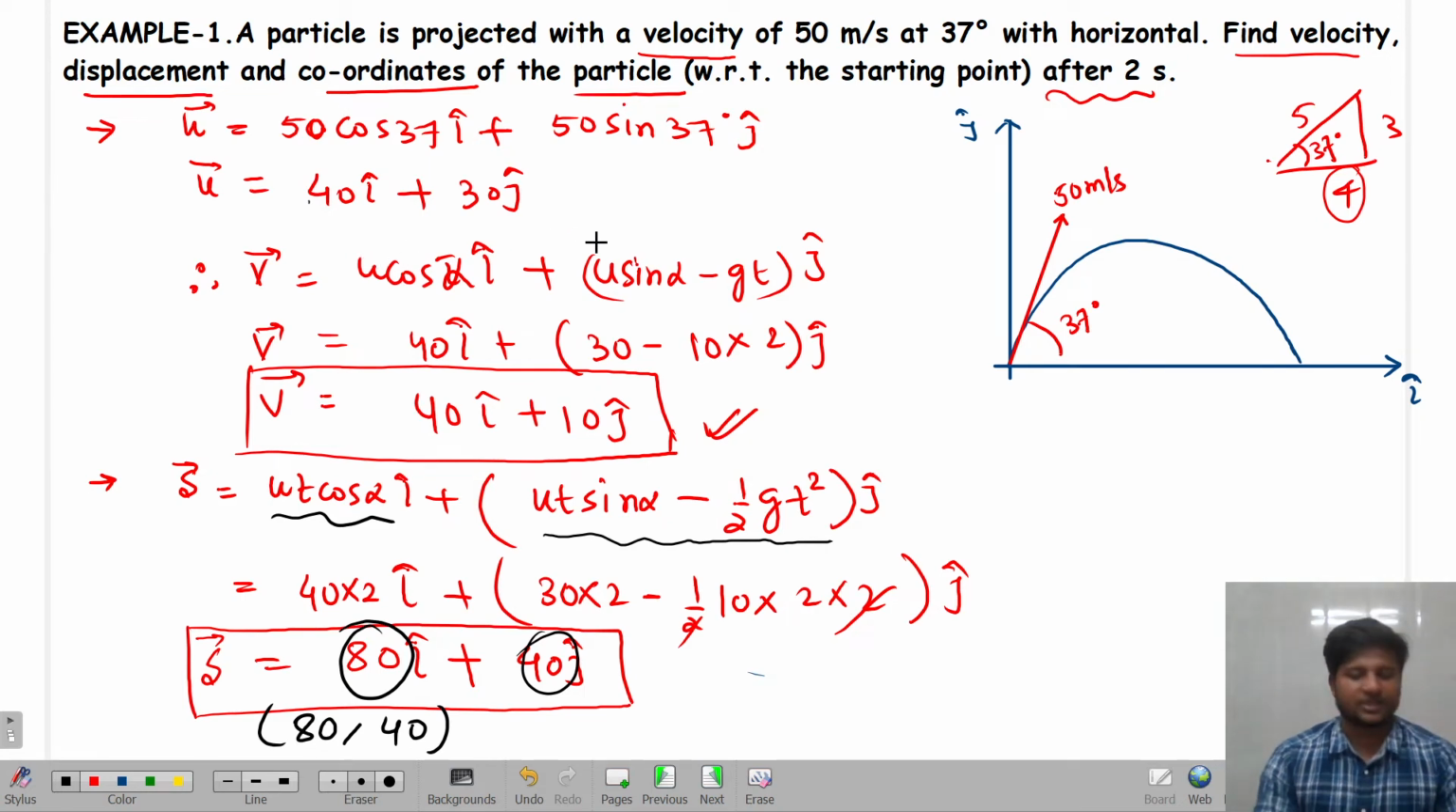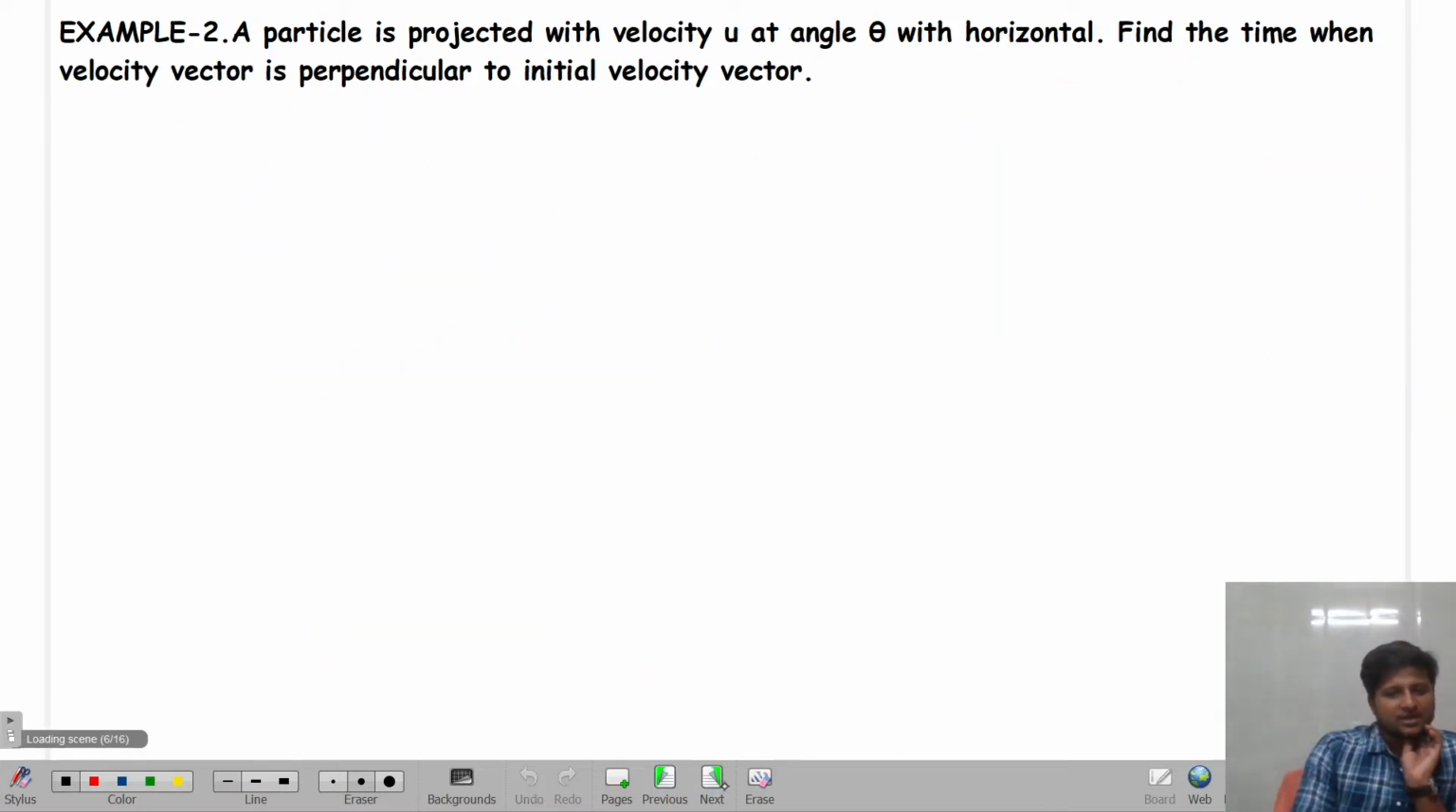Okay, now moving to next point. Can I move to next question? This was the easiest question of this part. Moving to next question. What is the question?